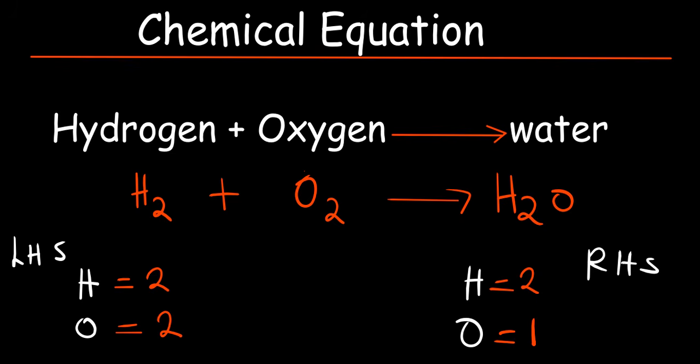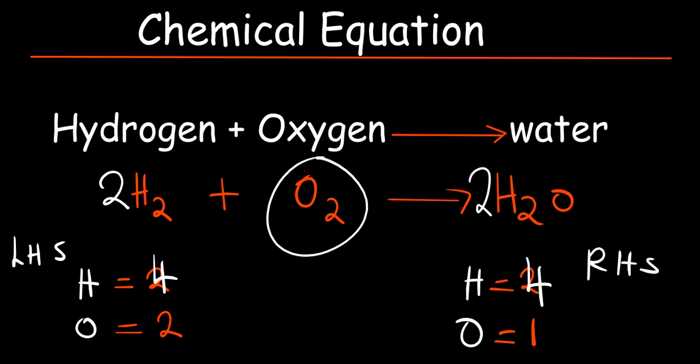Because we've put a 2 in front, how many hydrogens do we have now? We have 4 hydrogens. On the other side, we only have 2 hydrogens, so I'm supposed to also put a 2 there. When I put a 2, I also have 4 on my left hand side. Then is oxygen balanced? Here we have 2, and even here we have 2. So basically that is how we balance equations, and that is very, very important.